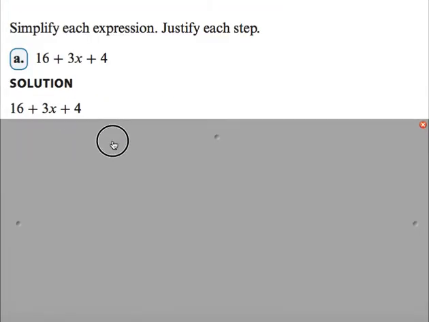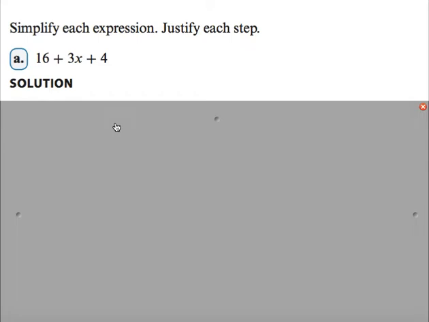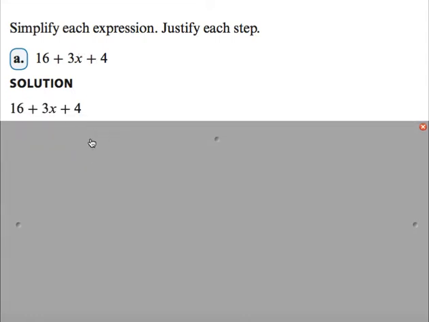Okay, so let me go step by step. This asks, take this expression, simplify it, justify each step. Well, the big thing here is I know that I'm going to need to get this 16 and this 4 together so that I can add them, okay? Because 16 and 4 are like terms, 3x is not a like term. So first we write down what we are given. Remember, doing this type of thing is extremely important as you get into higher and higher math. It starts in geometry, but it continues for a long time so that we can prove different theorems given the different properties that we have.